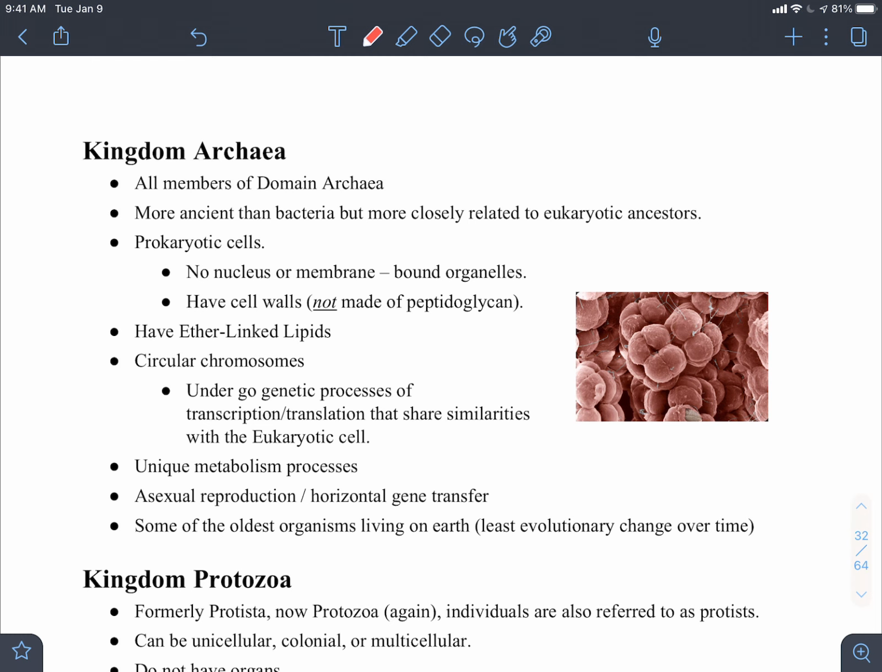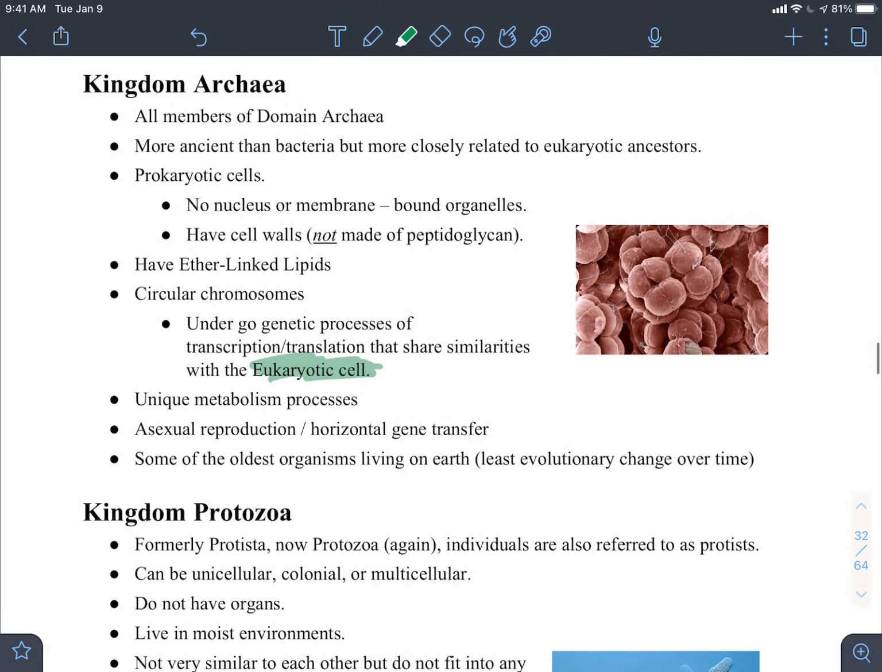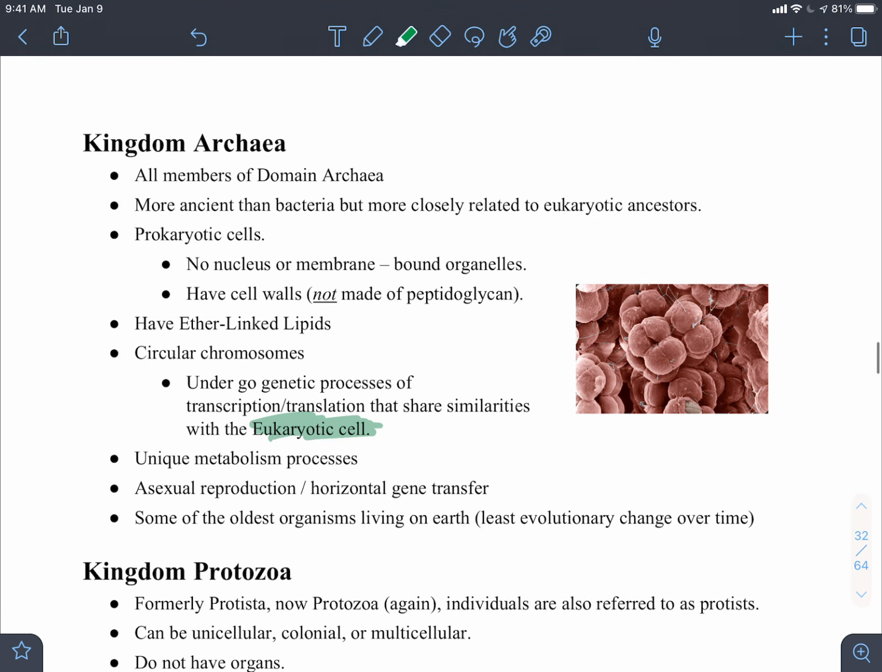They're closely related to eukaryotic ancestry. They have prokaryotic cells, but the walls are not made of peptidoglycan. They have ether-linked lipids as opposed to ester-linked lipids. They have the circular chromosomes. They undergo genetic processes of transcription and translation, but those processes share features with eukaryotic cells. That's one of those key features that I really want to attract your attention to. So this is that eukaryotic similarity. And they undergo asexual reproduction, and they are some of the oldest organisms living on Earth. They've had the least change over time.